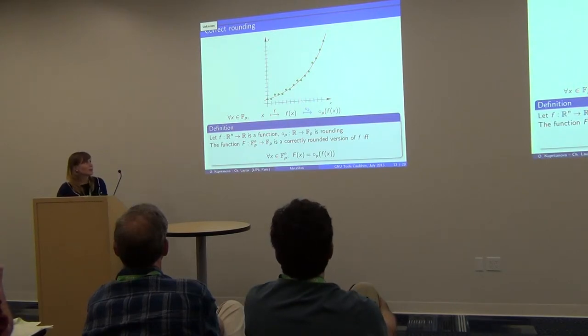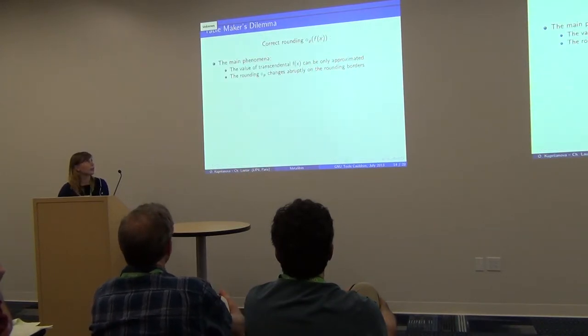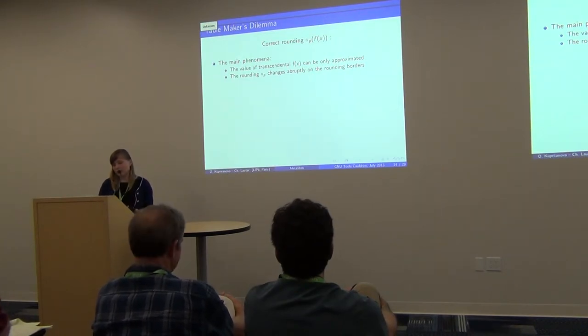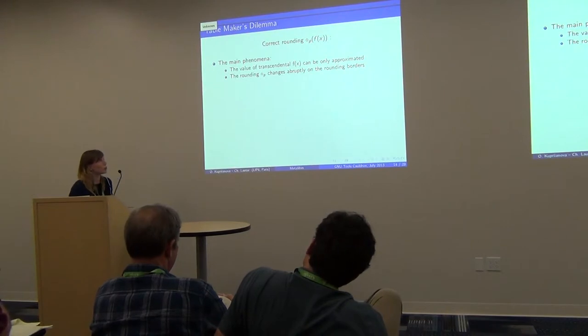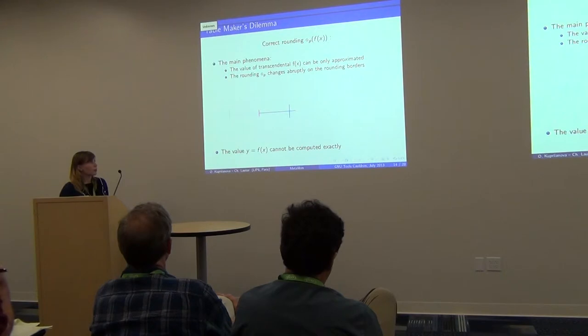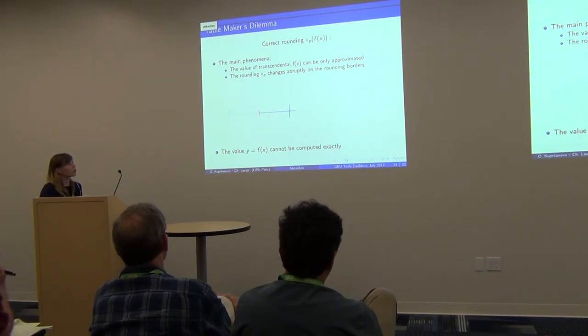In some cases, it's difficult to understand in which direction we should round the values, and it leads us to the table maker's dilemma. So the value of transcendental functions cannot be computed exactly, and the rounding changes on the rounding borders. For example, here we have the interval between two floating point numbers.